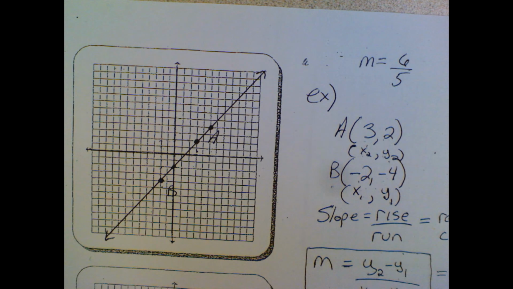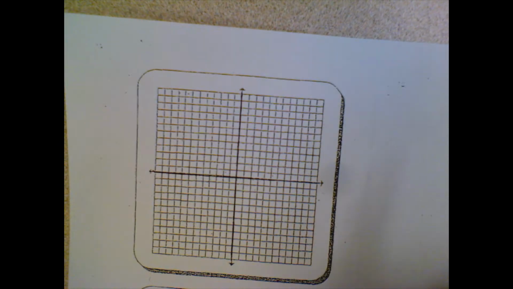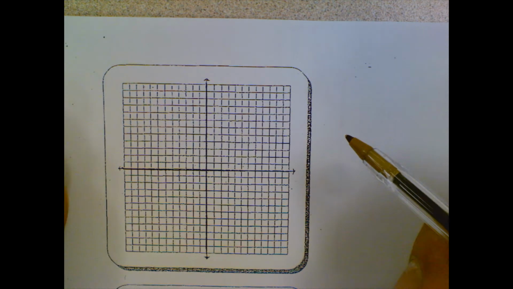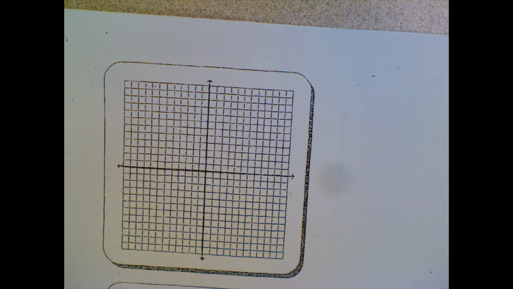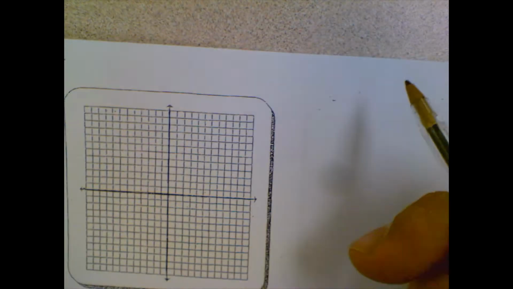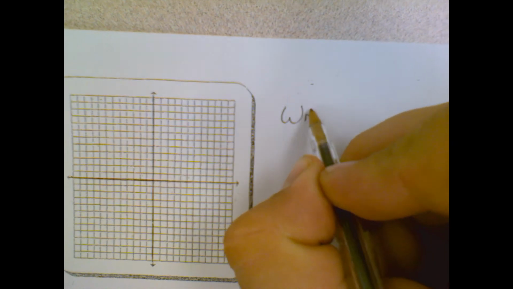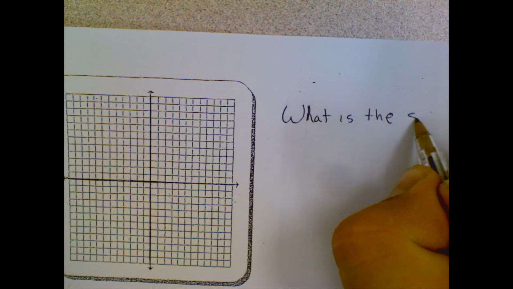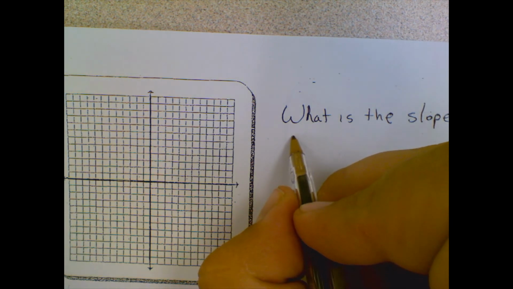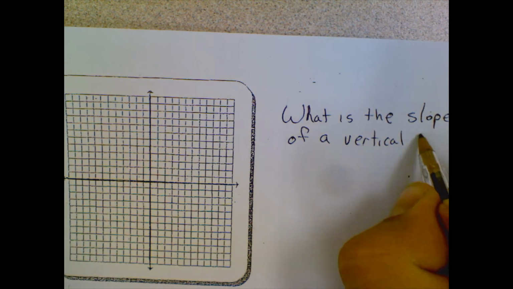Okay, questions on that? All right, let's do another example. Let's talk about horizontal and vertical lines a little bit. Let me grab my ruler. So what is the slope of a vertical line? What is the slope of a vertical line?